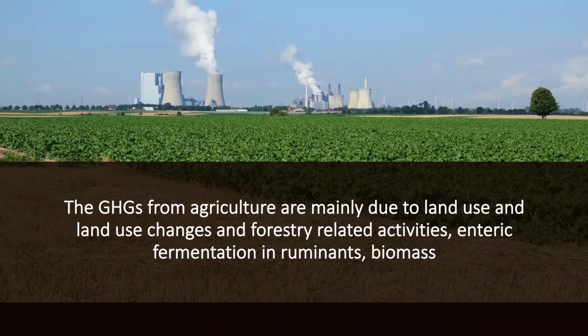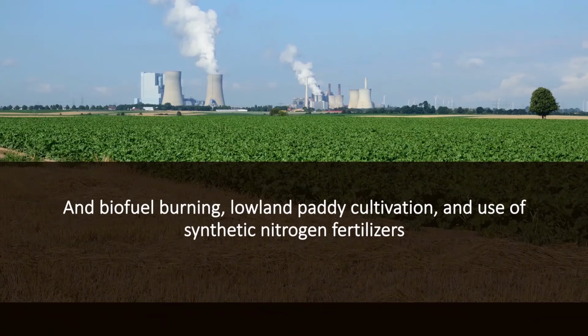So the greenhouse gas emissions from the agriculture sector are mainly because of land use changes. Also the livestock, I'm talking about the ruminant fermentations, and as I told you, the biomass and crop residue burning or biofuel burning. And the most important thing as far as our country is concerned is lowland paddy cultivation. So all these related agricultural activities contribute to the increase in greenhouse gas emissions.